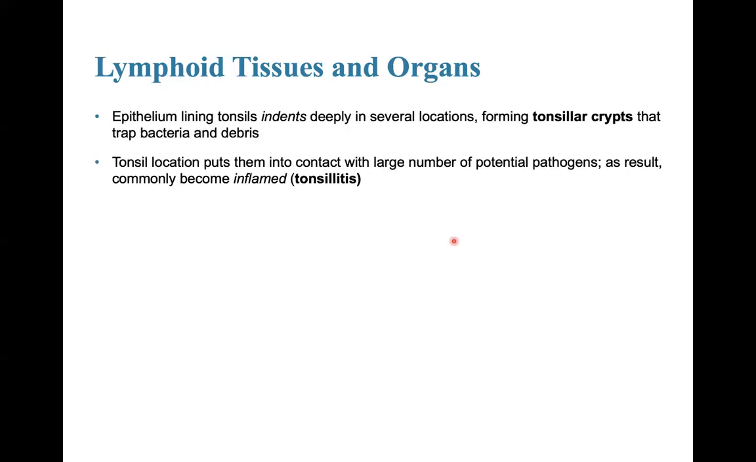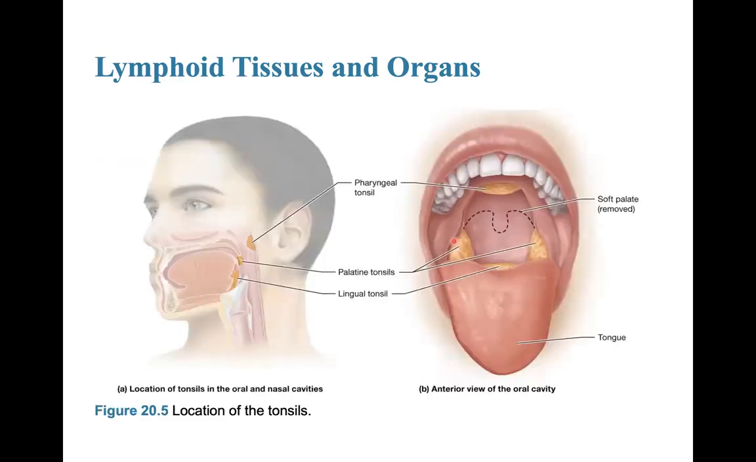The epithelial lining of tonsils indents deeply into several locations, forming what we call tonsillar crypts that trap bacteria and debris. The tonsil location puts them into contact with a large number of potential pathogens, and as a result, they commonly become inflamed, such as in tonsillitis. And here you can see we have our pharyngeal tonsils, palatine tonsils, and lingual tonsils.